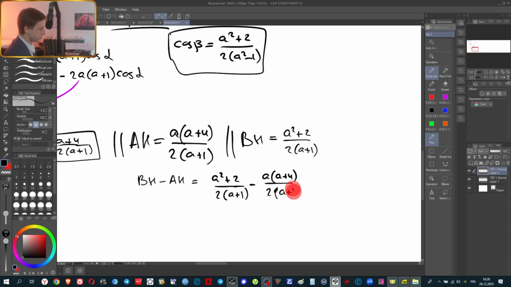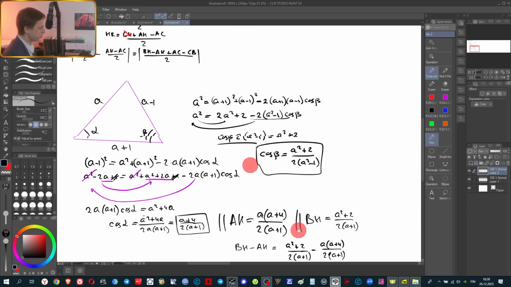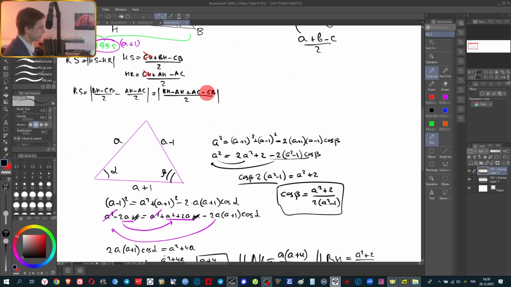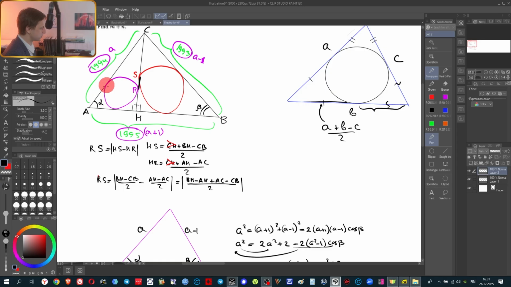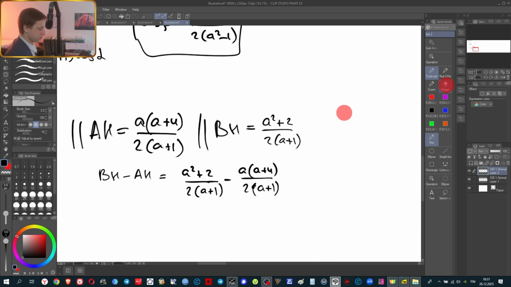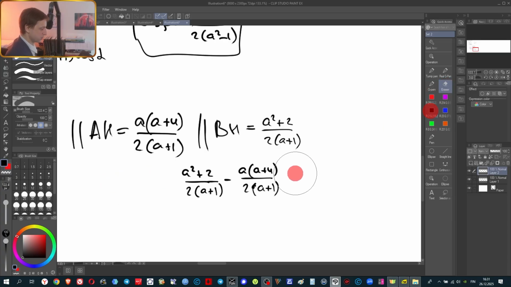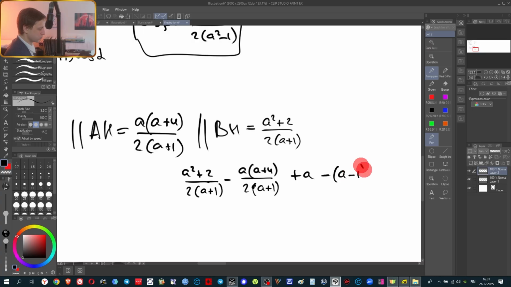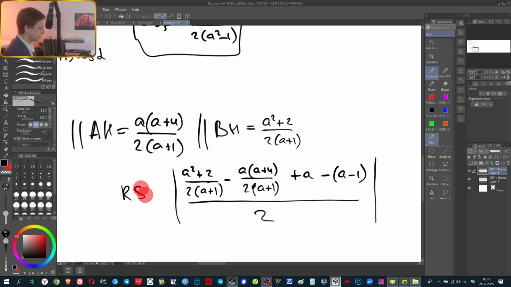Amazing that we have here already a common denominator. By the way, we can also work with this. Look, AC minus CB. AC is a, CB is a minus 1. So it will be plus a minus 1. So eventually, let's write it like this, plus a plus a minus 1. It will be the last one, all of that divided by 2, and the absolute value of this expression equals RS.